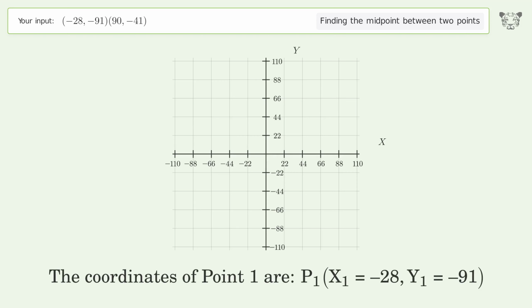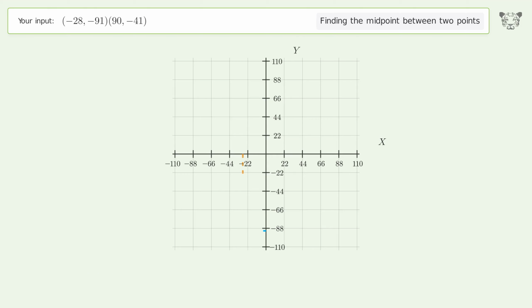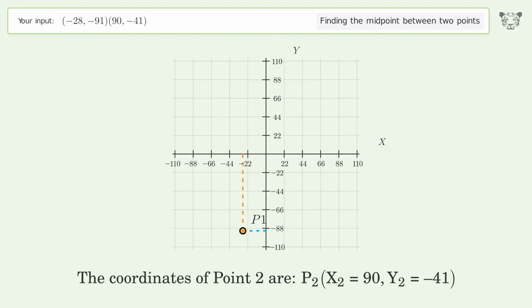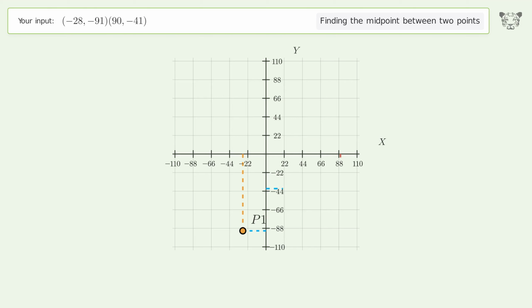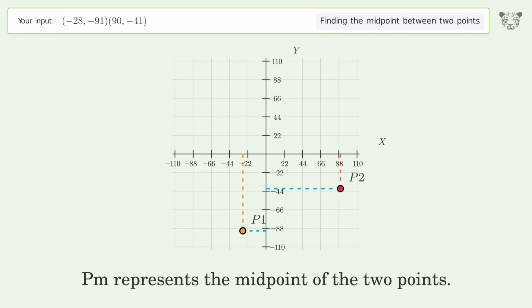The coordinates of point 1 are x1 equals -28, y1 equals -91. The coordinates of point 2 are x2 equals 90, y2 equals -41. PM represents the midpoint of the 2 points.